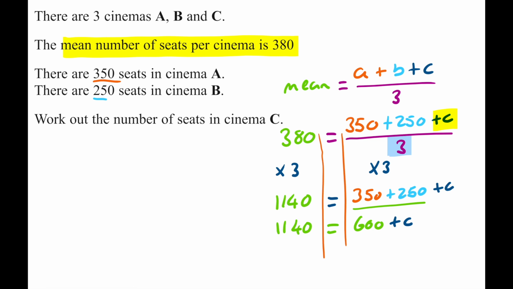1140. We need to get that 600 to the other side, and currently it's a positive 600, so we're going to subtract 600 from both sides of the equation, and when you do that, you then get 540 is equal to C. So the answer for the number of seats in cinema C is 540.